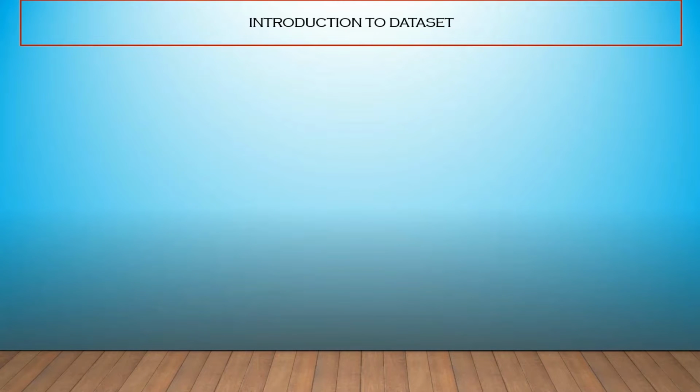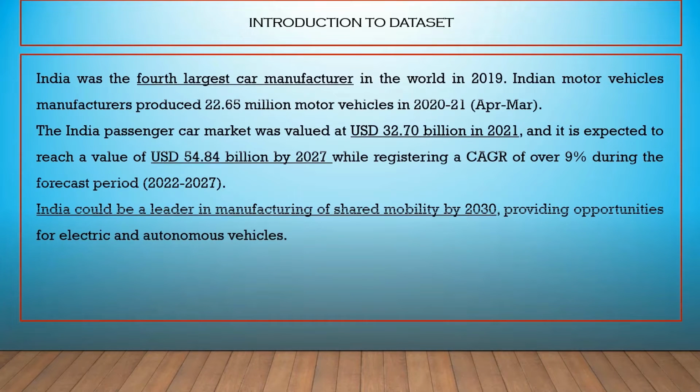Now, let's have a brief introduction to our dataset. India was the fourth largest car manufacturer in the world in 2019. Indian motor vehicle manufacturers produced 22.65 million motor vehicles in 2020 and 2021.